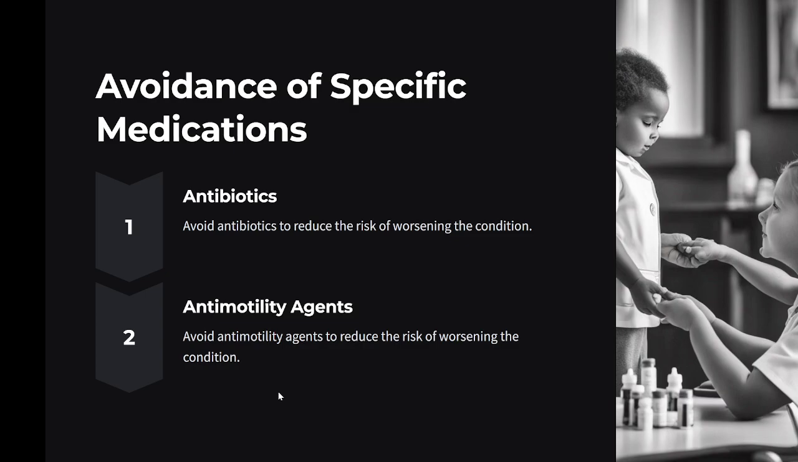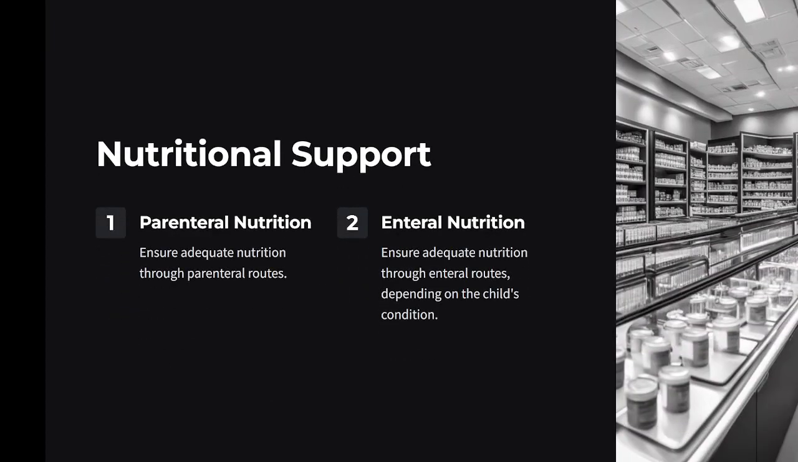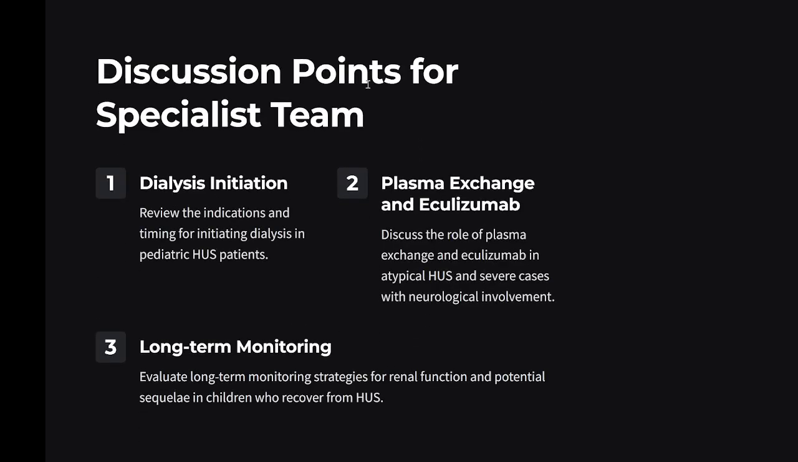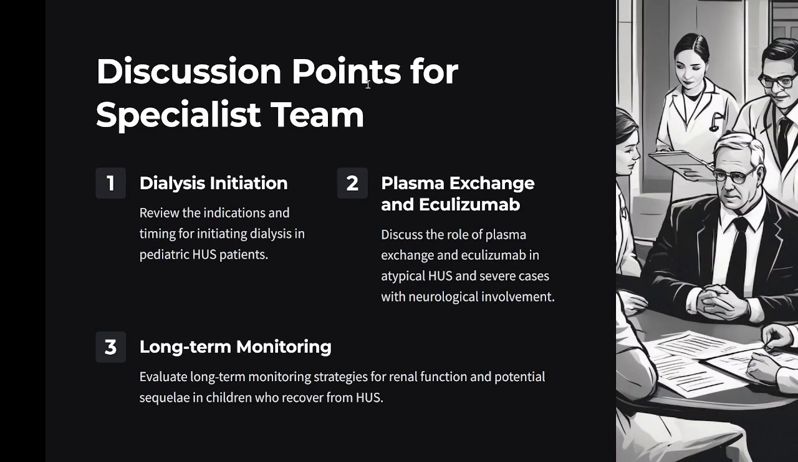6. Education and monitoring: educate parents about the condition, the importance of close monitoring, and when to seek immediate medical attention. Schedule follow-up appointments for ongoing assessment of renal function and overall recovery. Discussion points for specialist team: review the indications and timing for initiating dialysis in pediatric HUS patients. Discuss the role of plasma exchange and eculizumab in atypical HUS and severe cases with neurological involvement. Evaluate long-term monitoring strategies for renal function and potential sequelae in children who recover from HUS.